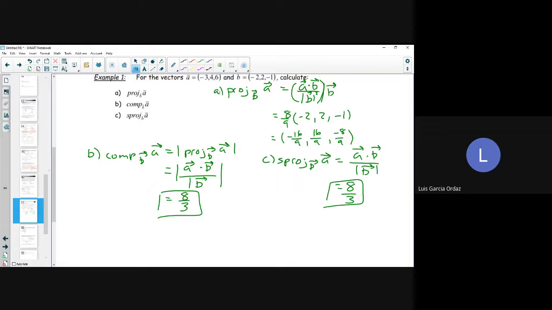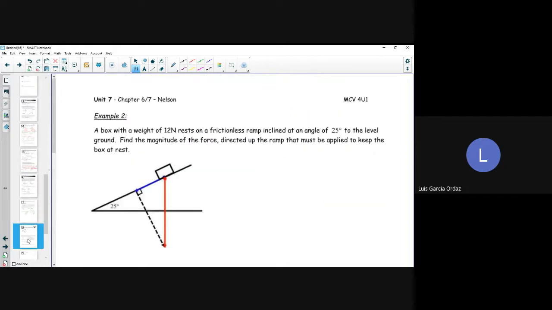I think we have a couple more examples, and then that's probably it for today. So a box with a weight of 12 newtons rests on a frictionless ramp inclined at 25 degrees to the level ground. We want to find the magnitude of the force directed up the ramp that must be applied to keep the box at rest.